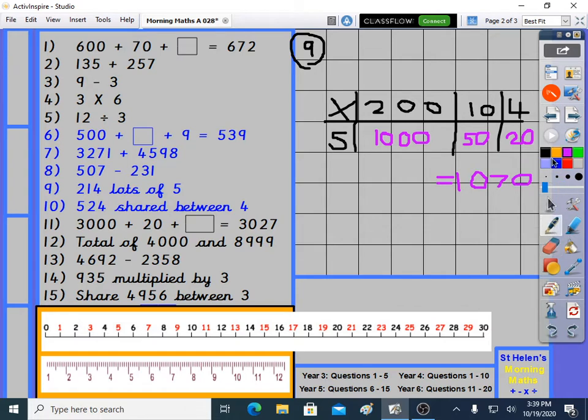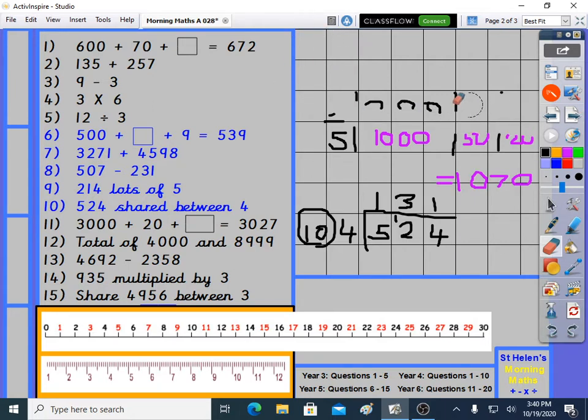Bus stop division. 524 shared between 4. How many 4s fit into 5? 4 is just 1. Sing my 4s, but I can only sing them once. Remainder 1. How many 4s fit into 12? 4, 8, 12 is 3. How many 4s fit into 4? 4 is exactly 1. I'm counting on my fingers, and my fingers tell me what number to put on the top, if you like to do it that way.